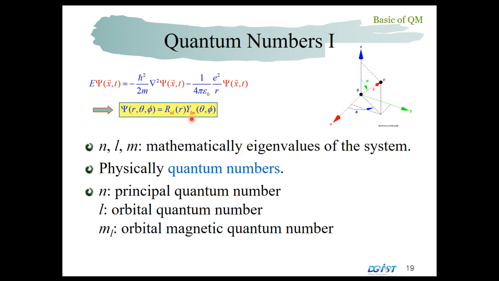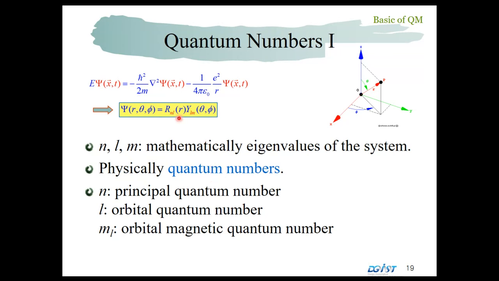And this index L and M and also N, so N, L, M, they are all the meaning of N, L, M in this equation. They are eigenvalues of the system. It's mathematical meaning. But in a quantum, in a physical meaning means they are quantum numbers.